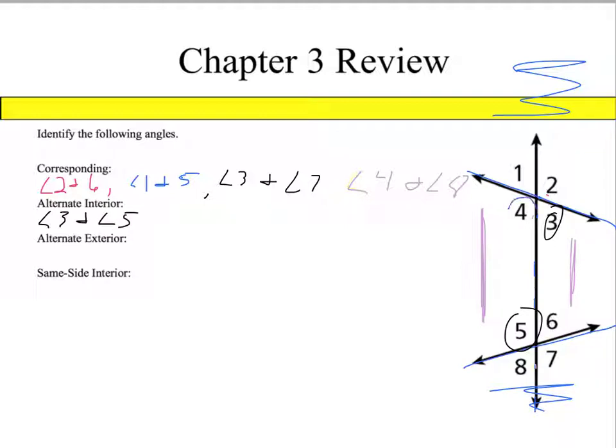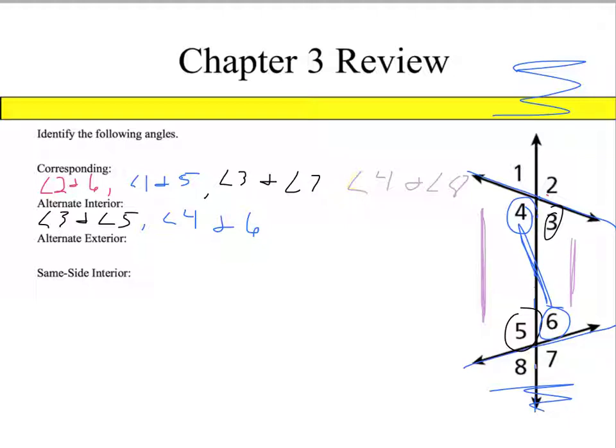And last but not least, we also have angle 4 and angle 6. Alternate interior angles, remember, are on the alternate side of the transversal and alternate side of their corresponding lines. By that, I mean angle 4 is on the left side of the transversal, bottom side of its corresponding line, where 6 is on the right side of the transversal and on the top side of its corresponding line. So there's differences there. They alternate.